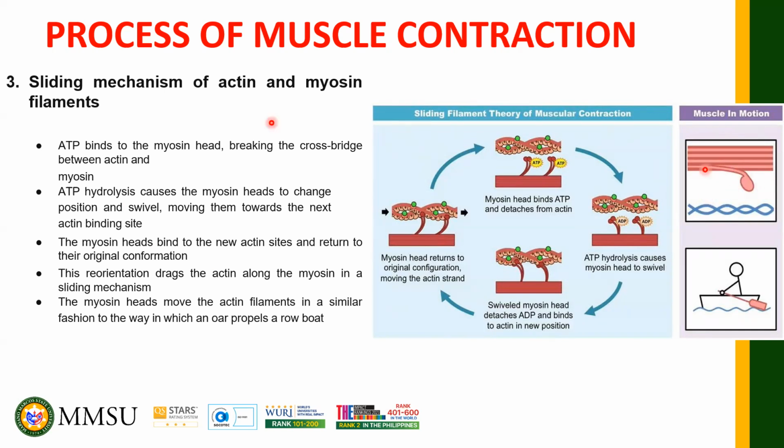So yung theory ngayon ng sliding filament theory is that yung myosin heads, they will walk along the actin filaments, causing them to slide past each other. So yung sliding ngayon ng actin and saka yung myosin filaments is the fundamental mechanism of muscle contraction. Kasi as sarcomeres, the basic contractile units of muscle, shorten, the entire muscle usually contracts. Okay?